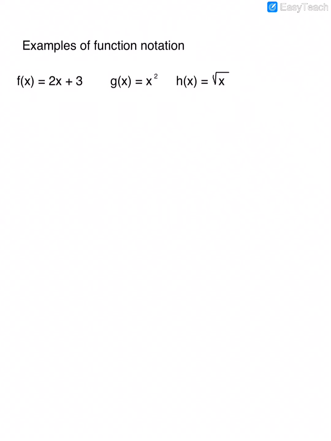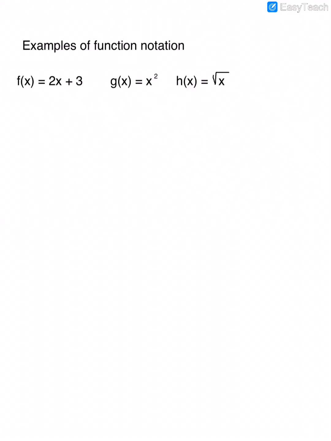So here are some examples of function notation. And the reason that we use function notation is just to be able to tell which function we're talking about. So instead of having to say the whole function, we can just say the f function or the h function, and you'll know which function we're talking about. Now, in this example, we have f of x equals 2x plus 3. F of x is not always going to equal 2x plus 3. Again, it's just a way to name the function.